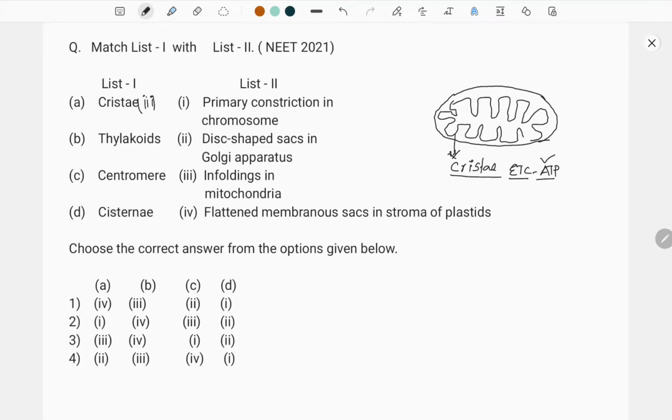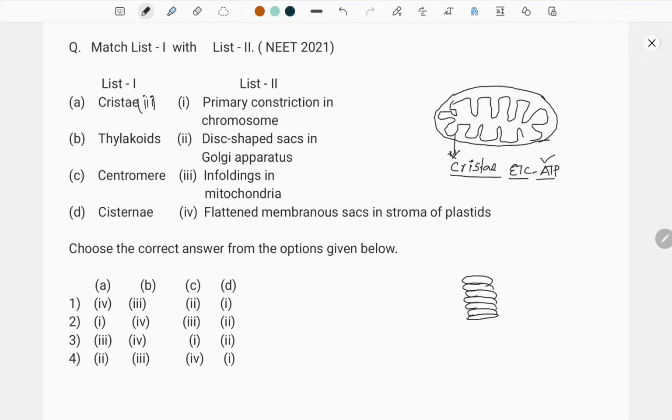Then the next one is thylakoids. Thyla is a Sanskrit-derived word, meaning something like a hollow, bag-like structure. The thylakoids are found in chloroplasts. They are hollow, tubular structures found in chloroplasts.